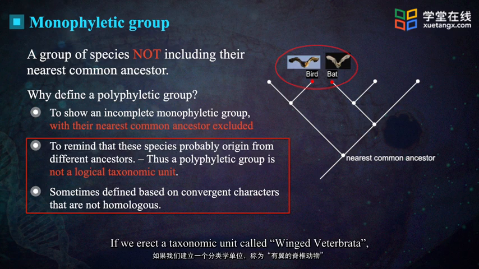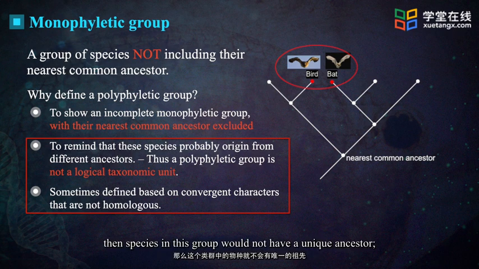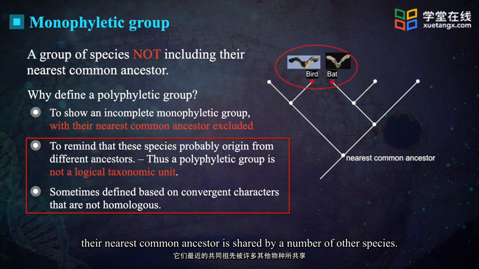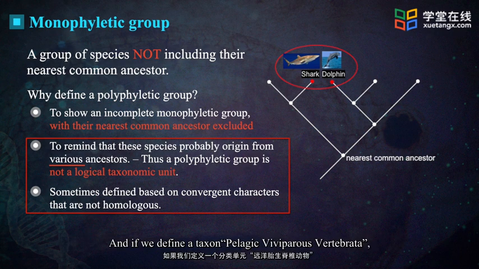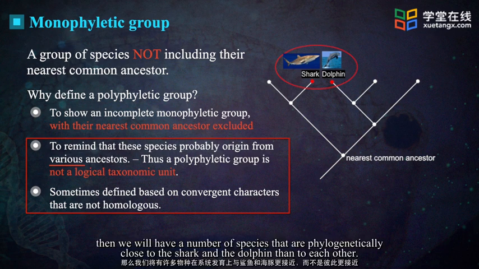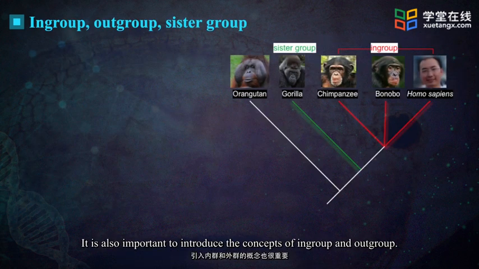If we erect a taxonomic unit called winged vertebrata, then species in this group would not have a unique ancestor. The nearest common ancestor is shared by a number of other species. Also, the appearances of the sharks and the dolphins had evolved independently, and if we define a taxon pelagic viviparous vertebrata, then we will have a number of species that are phylogenetically closer to the shark and the dolphin than to each other. It is also important to introduce the concepts of in-group and out-group.